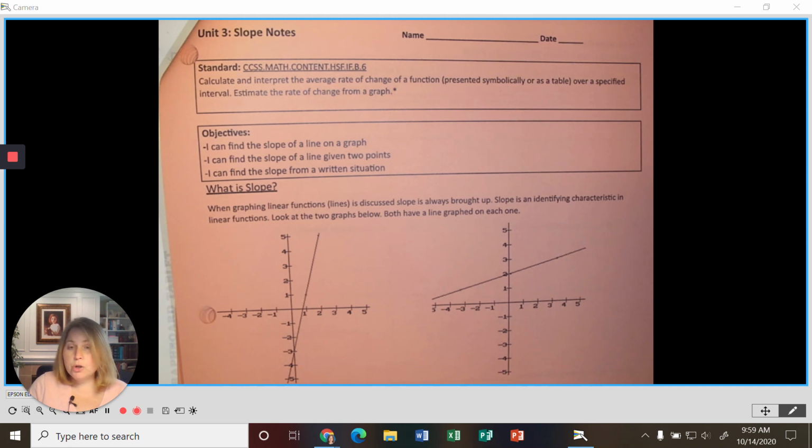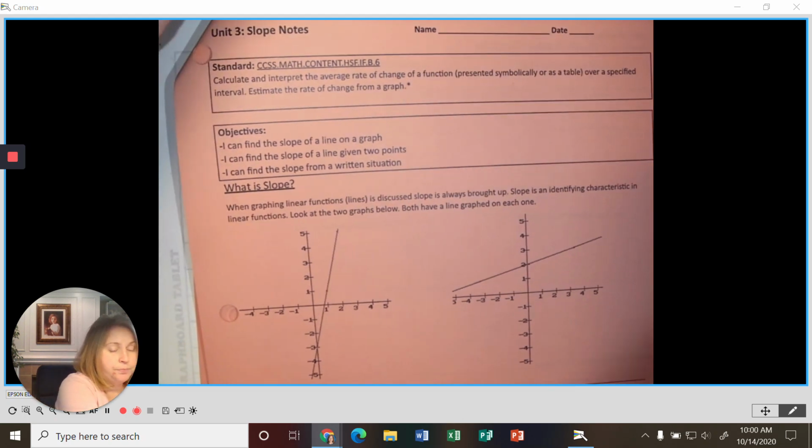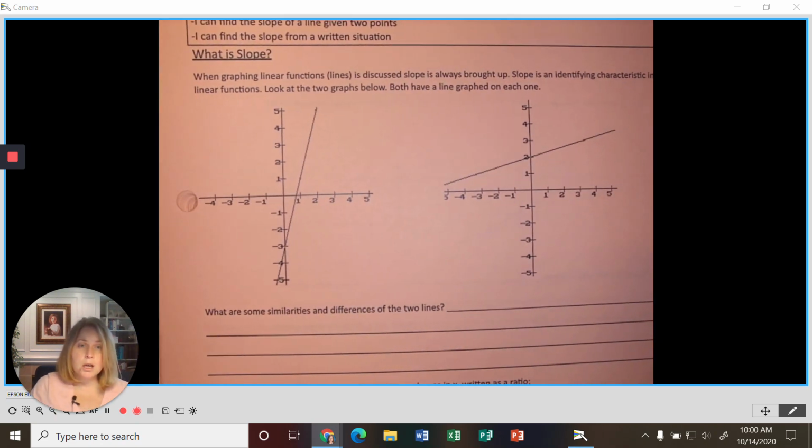So first of all, let's talk about slope. You've probably all heard about ski slopes, etc. Slope is really, when we're graphing linear functions or lines, it is discussed. Slope is always brought up. Slope is an identifying characteristic in linear functions. So when we look at the two graphs below, both have a line graphed. And think about what are some similarities and differences that we see between the two lines.